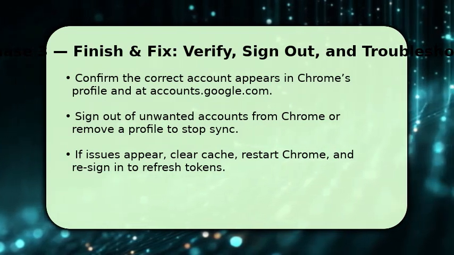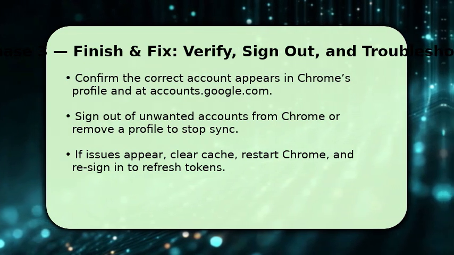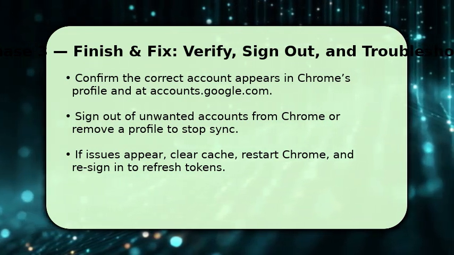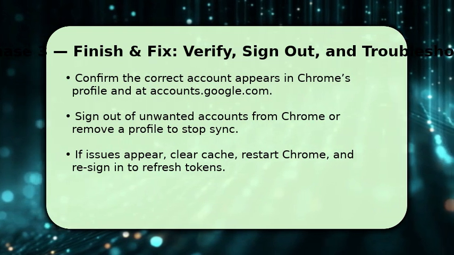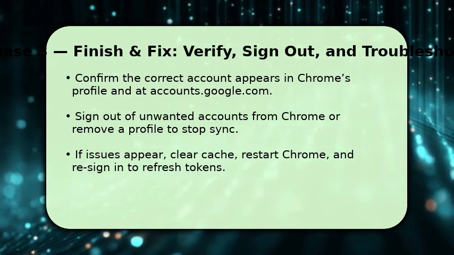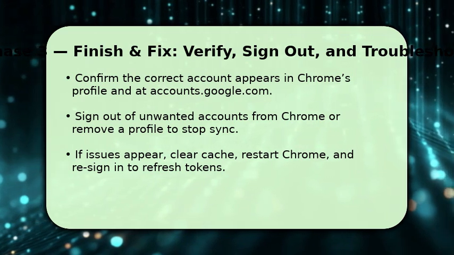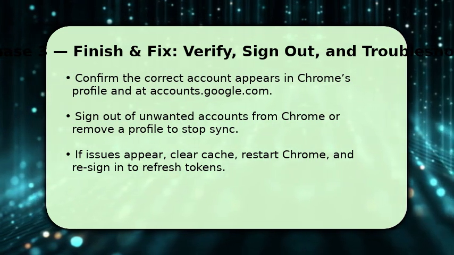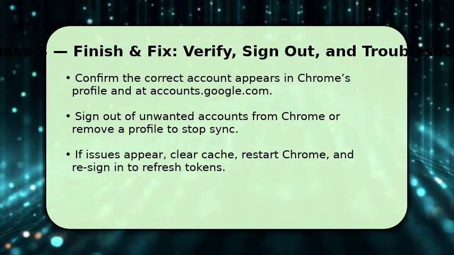If you need to stop syncing an account, sign out or remove that profile from Chrome settings. This prevents future conflicts. If something goes wrong, clear cache and cookies, restart Chrome, and re-sign in. This refreshes authentication tokens and often resolves mismatch errors. If sync still fails, check that Chrome is up to date and retry the sign-in.